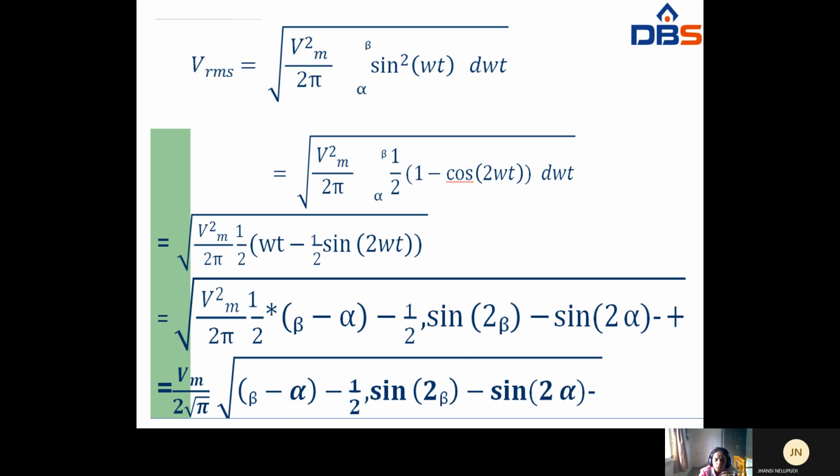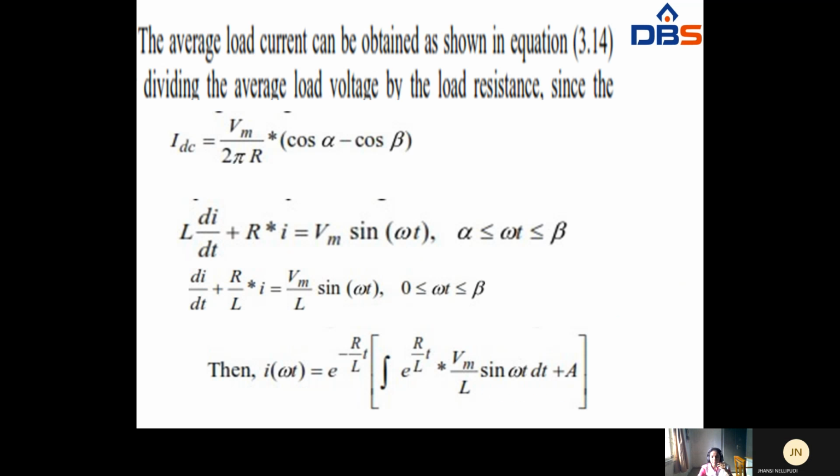Okay. So the average load current can be obtained by dividing the average load voltage by the load resistance. So here IDC equals Vm by 2 pi R (cos alpha minus cos beta). Now L into di by dt plus R into i equals Vm sin omega t.